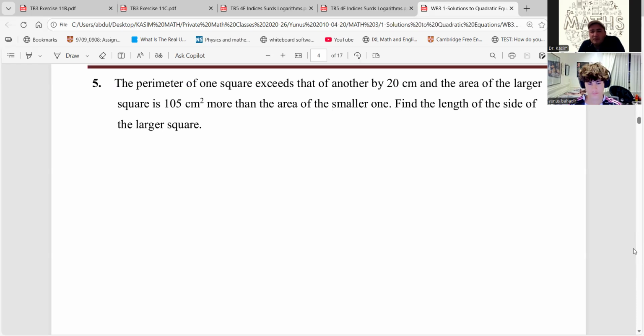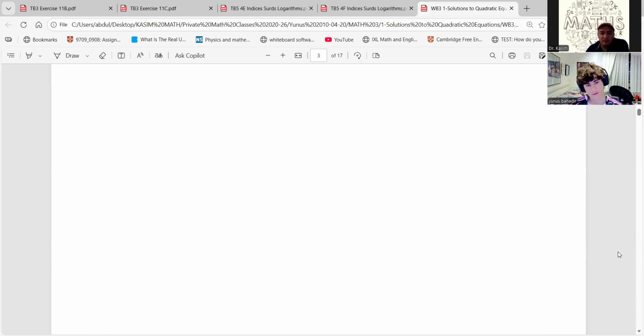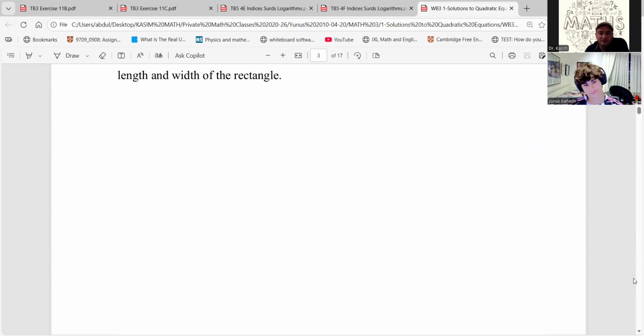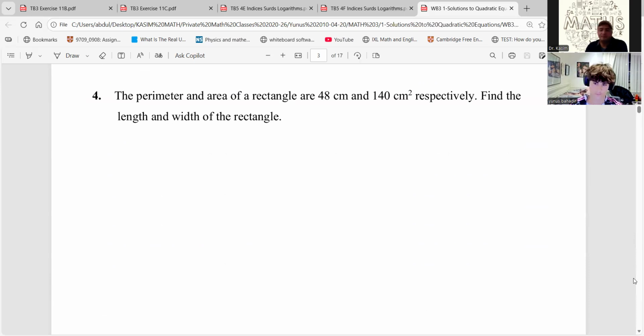We need to practice questions that require different skills, not only one skill. This way, hopefully, you get stronger and stronger. Yes, let's start, a bit easier one. The perimeter and area of a rectangle are 48 centimeters and 140 centimeters respectively. Find the length and the width of the rectangle.